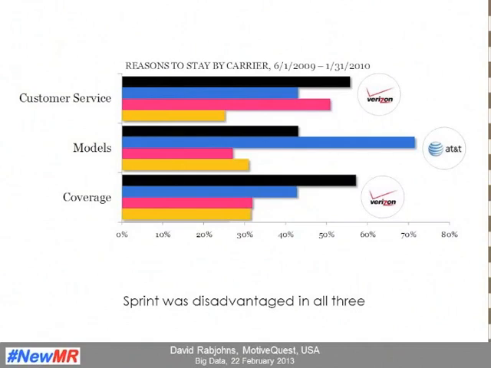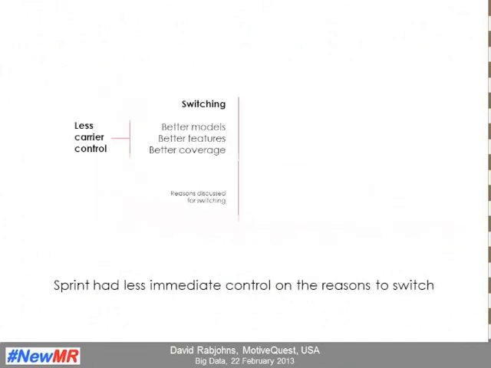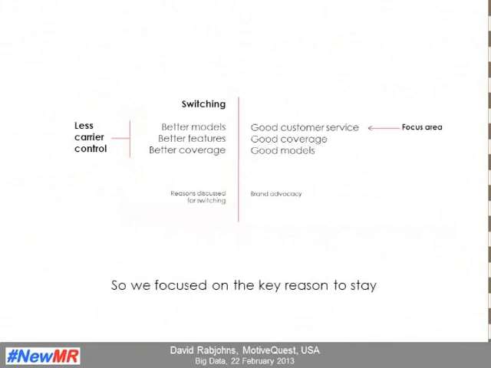When we looked at Sprint on these dimensions to see where they stacked up, Sprint is the yellow line here. We saw that in coverage they were number 4, in models they were number 3, but they really couldn't do anything about the fact they didn't have an iPhone. And in customer service they were way below the market, there at the bottom of the pile.